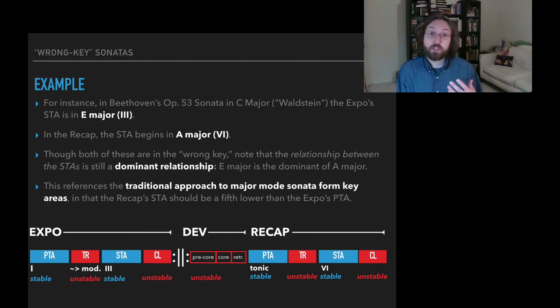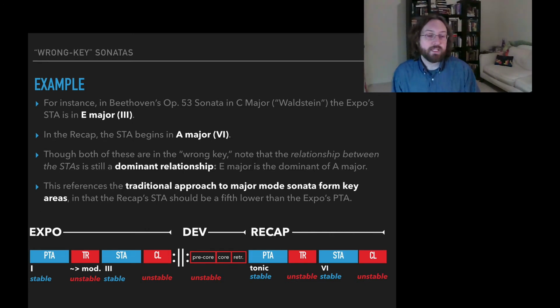The exposition's secondary theme area here is in E major, that is major 3 when compared with C major. In the recap, the secondary theme area begins in A major, or 6. Neither of these is correct. We have a wrong key in the exposition. We have a wrong key in the recapitulation.